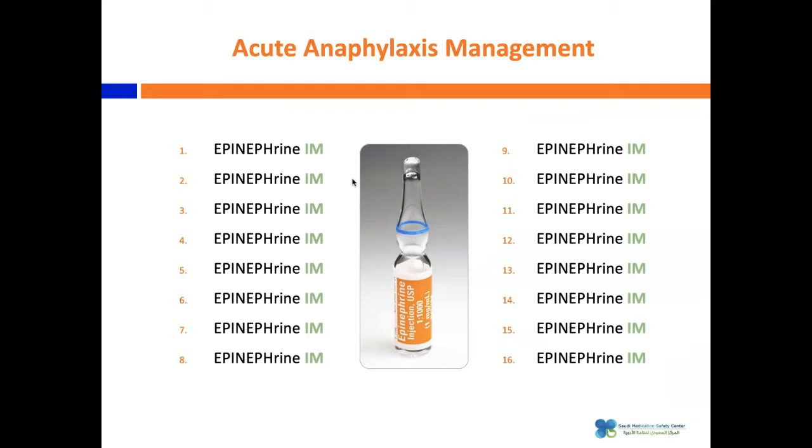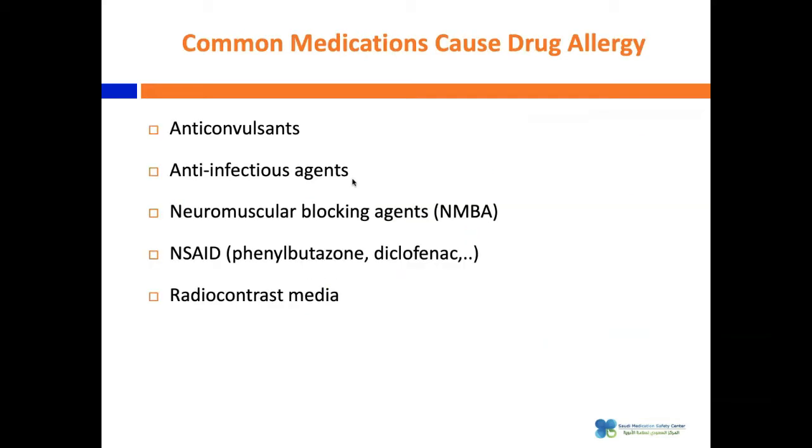So be careful when you are working in the pharmacy and the nurse rushes you and calls, we want epinephrine for anaphylaxis IM. You will give her this dosage form, 1 to 1,000. The most common medications that cause allergy are anticonvulsants, anti-infectives, neuromuscular blockers, NSAIDs, and radiocontrast media.